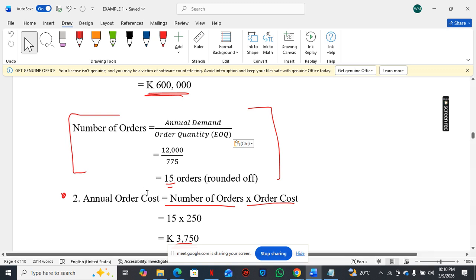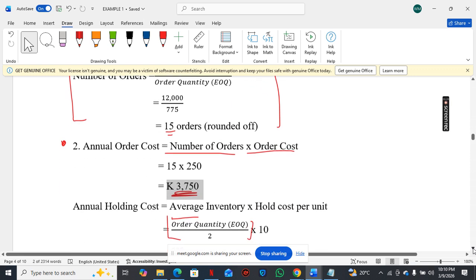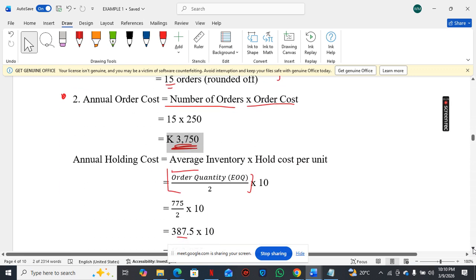Okay. So annual order cost, number of orders times order cost. So we make 15 orders. It's 250 kwacha per order. So 15 times 250, 3,750 kwacha. That is the annual ordering cost. Any questions on that? Because remember, colleagues, after this video, I'm going to give you a similar question. Okay? I'll give you a similar question to test your understanding.